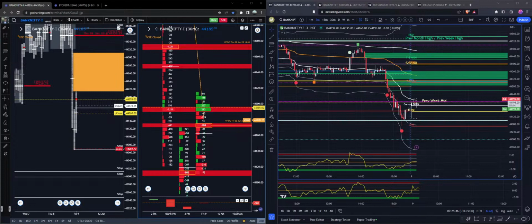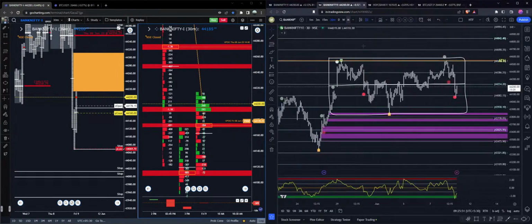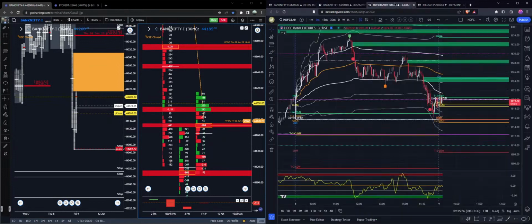Okay. So I'm just checking if there are any comments. No comments yet. But yeah, that's what the overall plan is, and I'm looking for supply at 44,234.